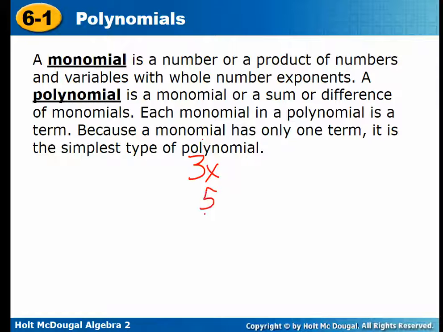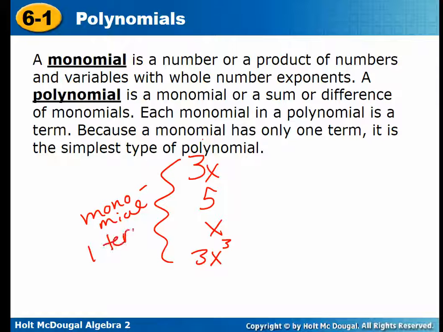You might have like 5. You might have just x. All of those are monomials. You can even have a monomial with an exponent, and x is not the only variable you can use. But these are all monomials because they only have one term. Mono means one term. A polynomial then is when you have some monomials added and subtracted together.